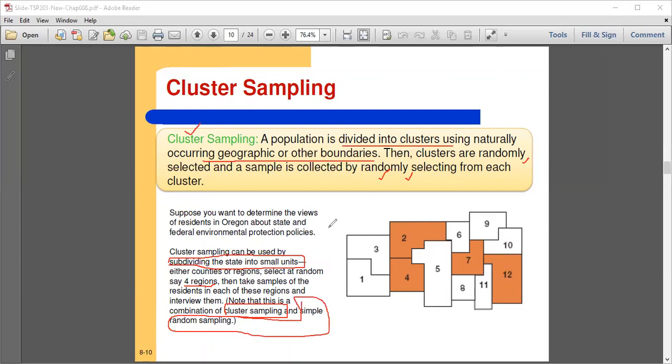So we can say that this is the state having 12 clusters, subgroups, and they are going to select only 4 regions, these colored regions, and they will collect the data from their residents, based on a random selection method.